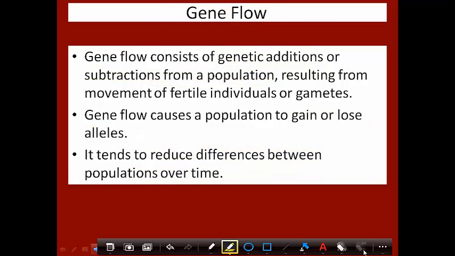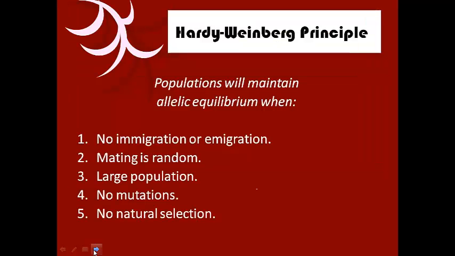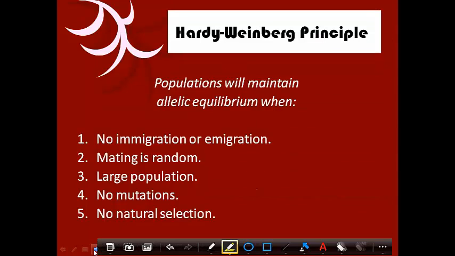So that addresses the first one. We took care of number 1 here. Check. No immigration or emigration. If gene flow happens, I'll just add that in here. Gene flow. That's going to throw us off, and we're not going to have our equilibrium maintained.